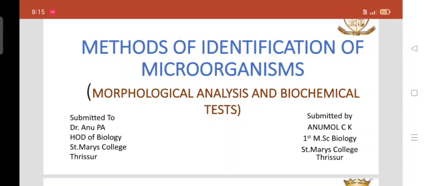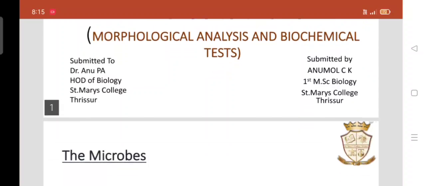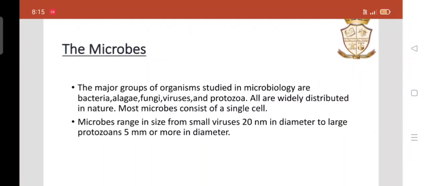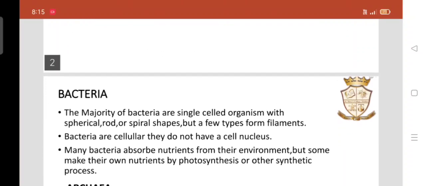Today we are discussing the topic methods of identification of microorganisms: morphological analysis and biochemical tests. Microbes. The major groups of organisms studied in microbiology are bacteria, algae, fungi, viruses, and protozoa. All are widely distributed in nature. Most microbes consist of a single cell. Microbes range in size from small viruses 20 nm in diameter to large protozoa 5 mm or more in diameter.